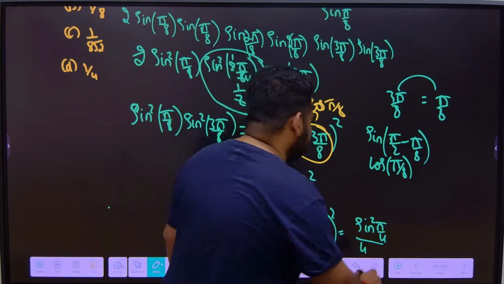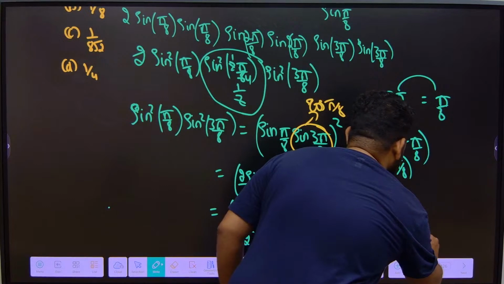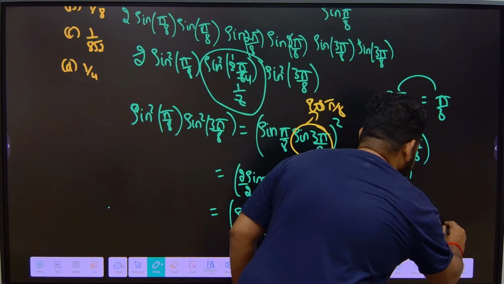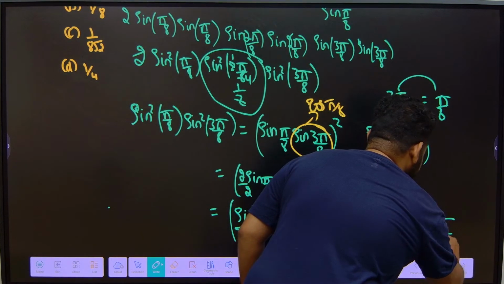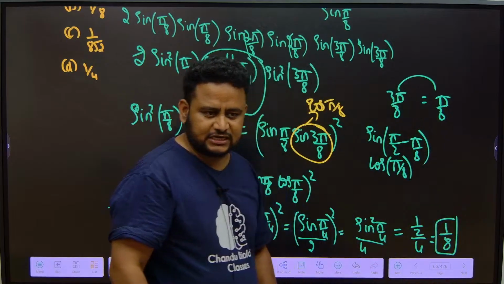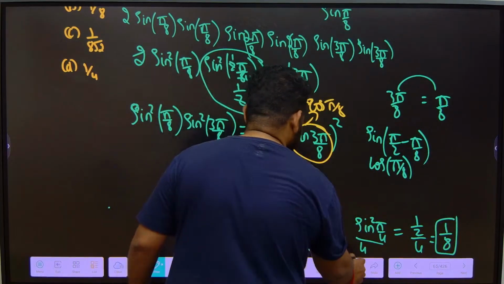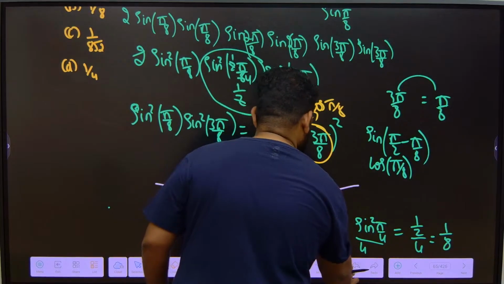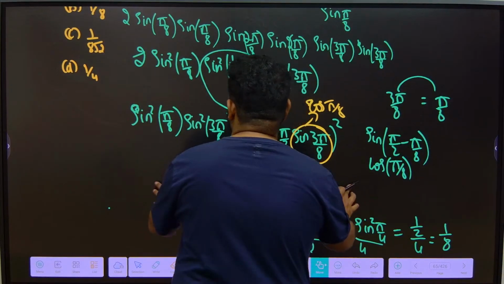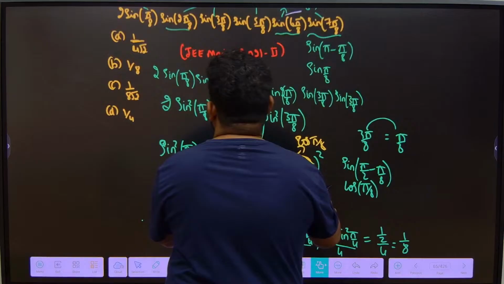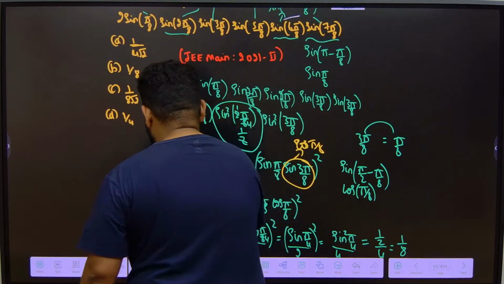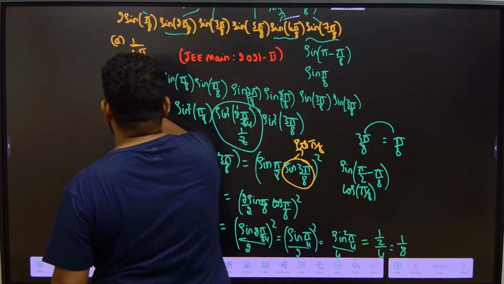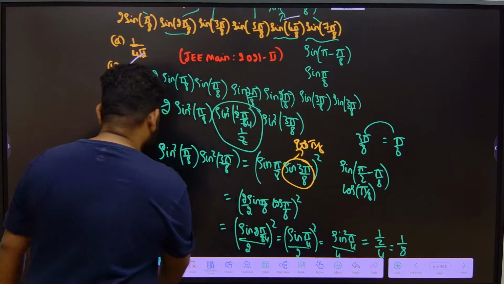So, this will become what? Equal to 1 by 2 divided by 4. So, if I send this, I will get 1 by 2 into 1 by 4, that is nothing but 1 by 8. Correct? Understood? So, the answer to this question is 1 by 8. JAM 2021. The answer is option B. Option B is the right answer.